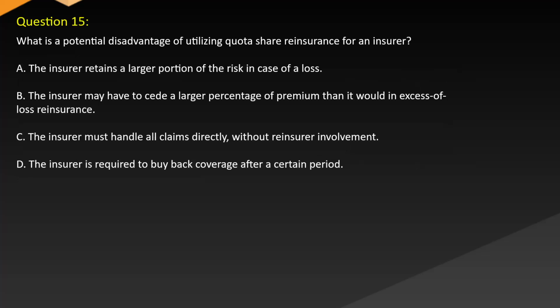Question 15. What is a potential disadvantage of utilizing quota share reinsurance for an insurer? A. The insurer retains a larger portion of the risk in case of a loss. B. The insurer may have to cede a larger percentage of premium than it would in excessive loss reinsurance. C. The insurer must handle all claims directly without reinsurer involvement. D. The insurer is required to buy back coverage after a certain period.